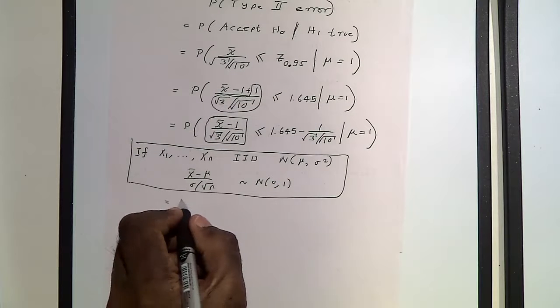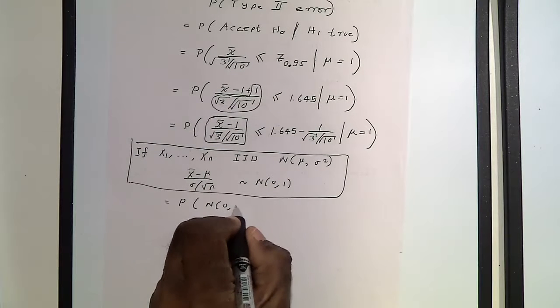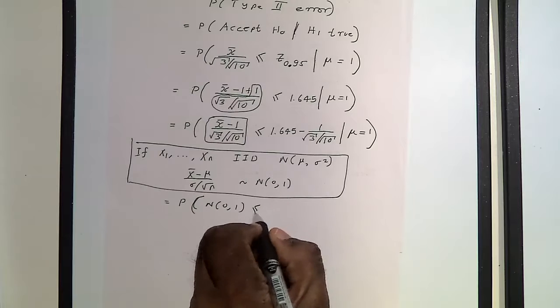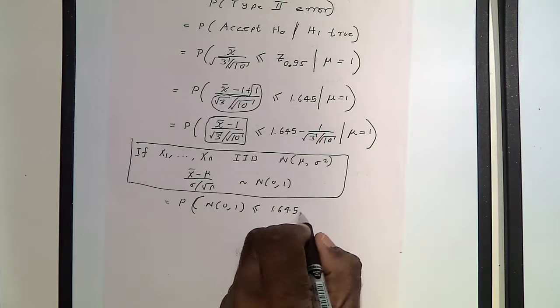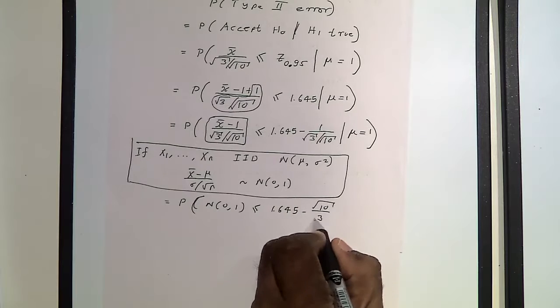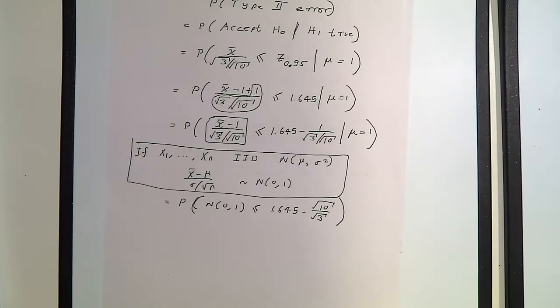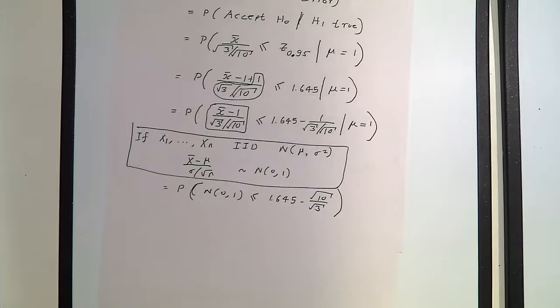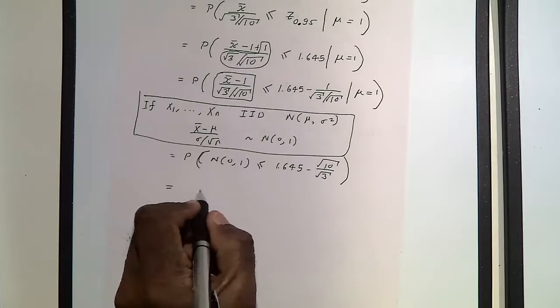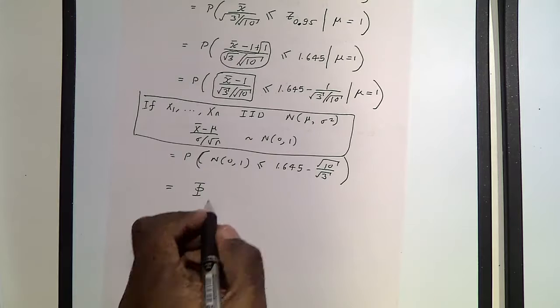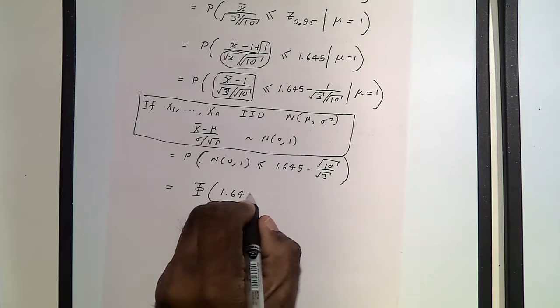So this is the probability that N(0,1) is less than or equal to 1.645 root of 10 divided by root of 3. Now, you see here that I removed the conditioning. This condition is no longer here because I have used the conditioning to argue that this has the standard normal distribution, so we don't need the conditioning anymore. So this will become Phi, which is the notation for the CDF of the standard normal, of 1.645.